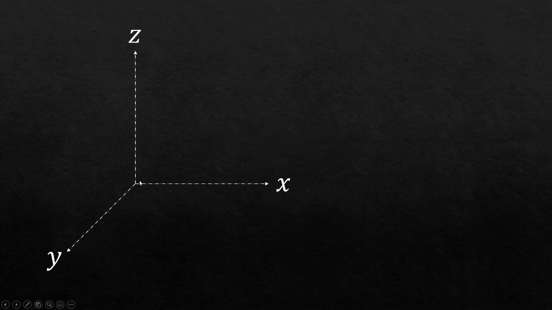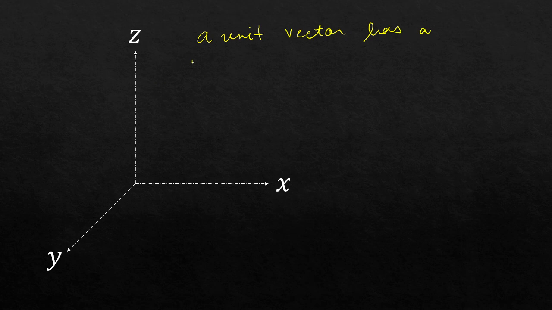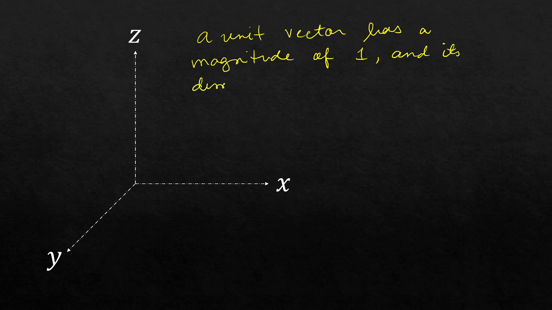Today we will be talking about unit vectors. What is a unit vector? Well, a unit vector is used to represent vectors conveniently, but technically a unit vector has a magnitude of 1 and it is dimensionless.